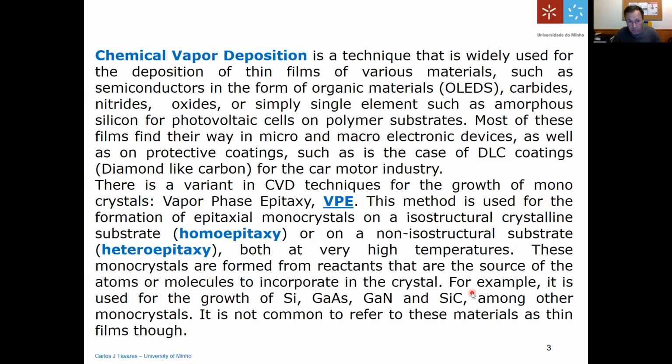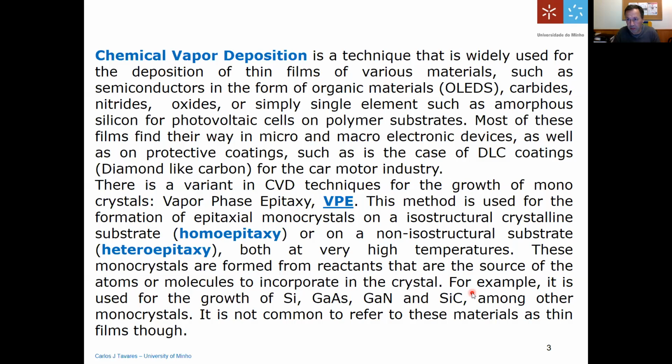This method is used for the formation of epitaxial crystals, so crystals that grow very well oriented with one whole grain, which we can consider infinite. Of course you don't have infinite crystals, but it means that you will not be producing polycrystalline material. And it's isostructural with the substrate. Normally you have to produce the material on a substrate. You have to grow this material on a substrate which has the same crystalline lattice parameters, okay?